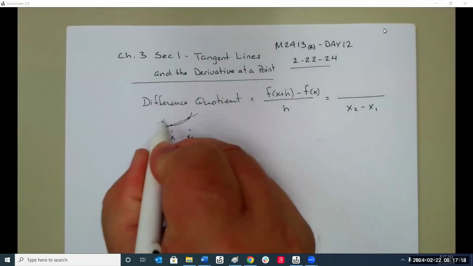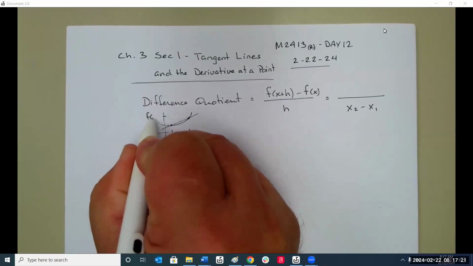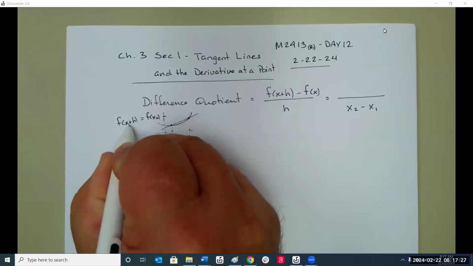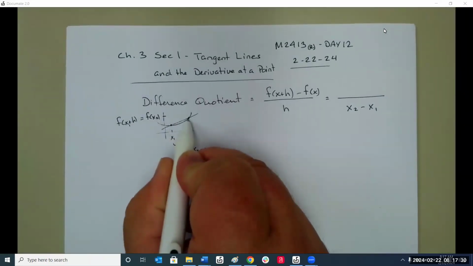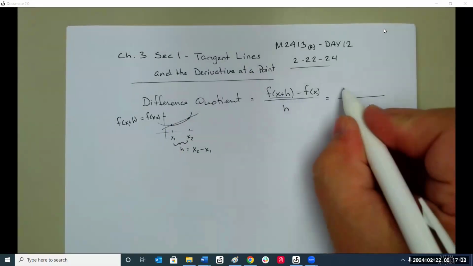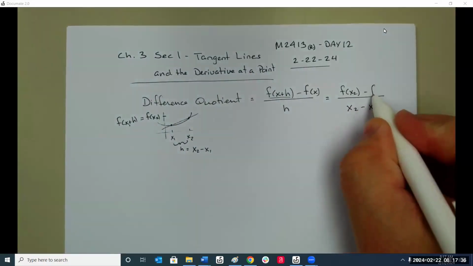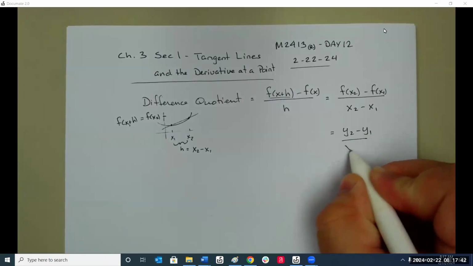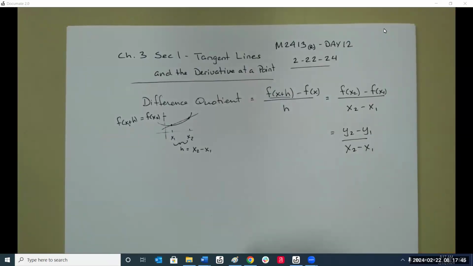So this number here, this f of x2, is actually f of x plus h. Because I start here, I add h, I go to this one. So this one is the same as f of x2. So that's the same thing as, which is what? It's the slope. Because we started off talking about the difference quotient and we're looking at finding the slope between 2 points.